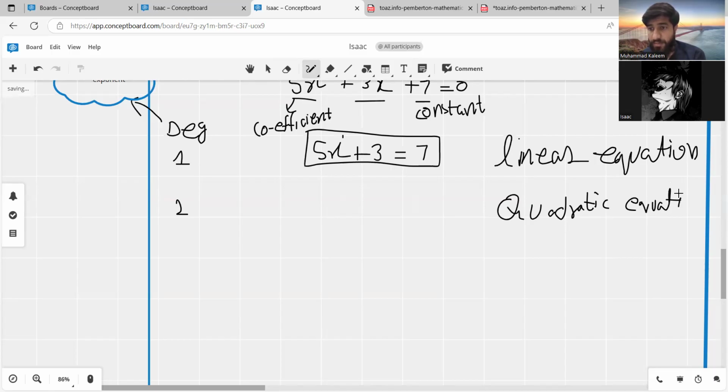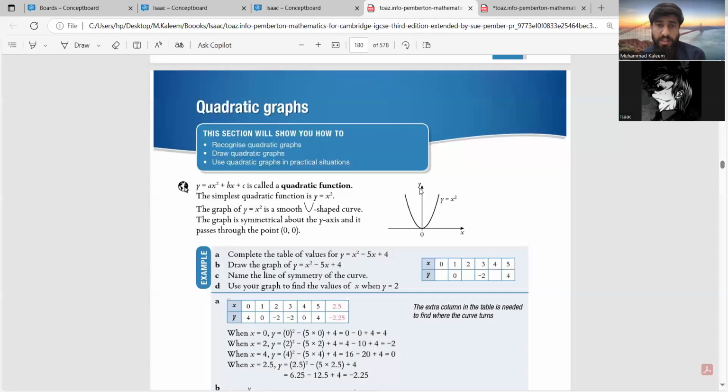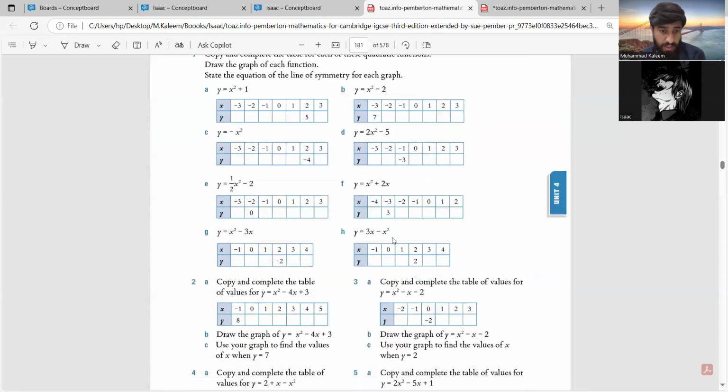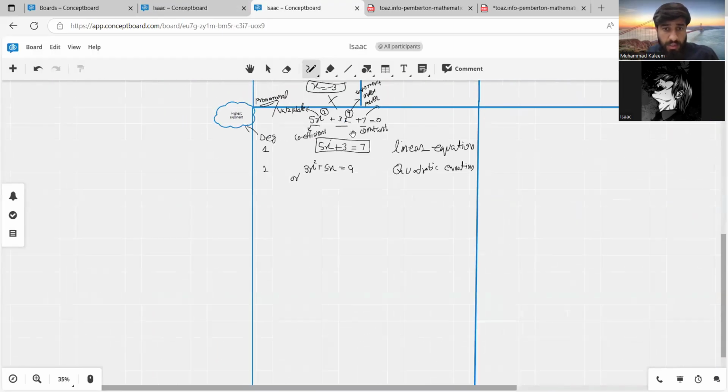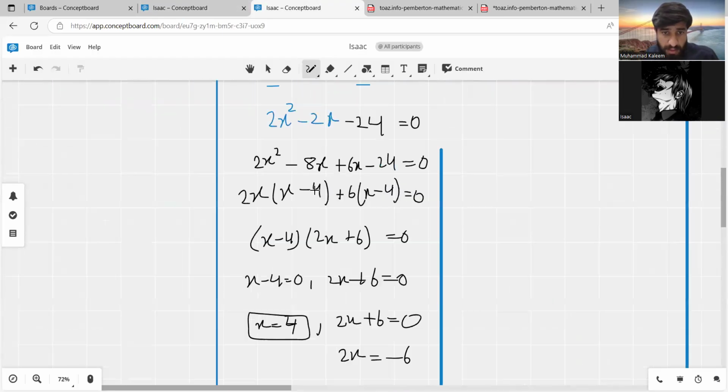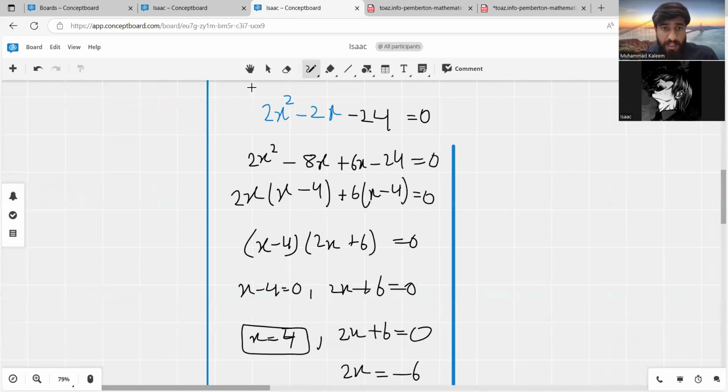are the equations in which the highest exponent is 2, like 3x square plus 5x minus 9 is equal to 0. I'm just giving you an example. We have many other examples, and all these equations are quadratic equations. You can see here, this is a quadratic equation. Why is this a quadratic equation? Even in our last topic, all the equations were quadratic equations. Finally, at the end, we are getting a quadratic equation. Why is this a quadratic equation?